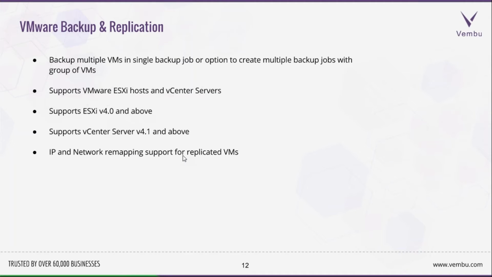So when we speak about the VMware Backup and Replication with Vembu VMBackup, using VMBackup you can back up multiple VMs in a single backup job, and also there is an option to create multiple backup jobs with a group of VMs. It supports VMware ESXi host and vCenter server level backups, and it supports ESXi version 4.0 and above, and vCenter server version 4.1 and above. IP and network remapping support for the replicated VMs is available in VMBackup, where you can do instant failback or failover with the IP and network remapping.